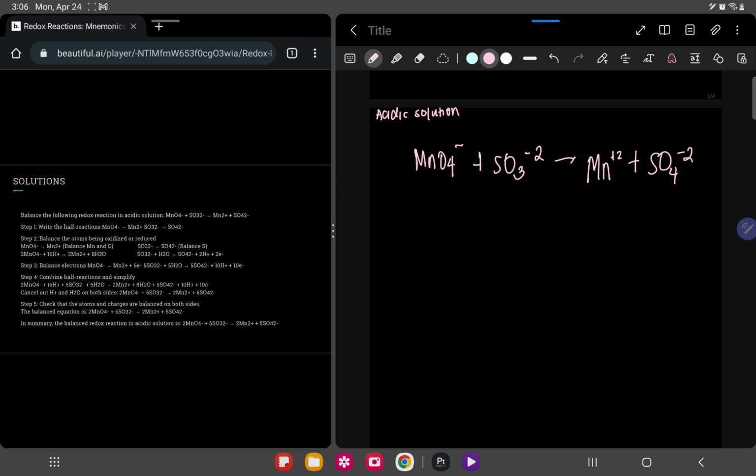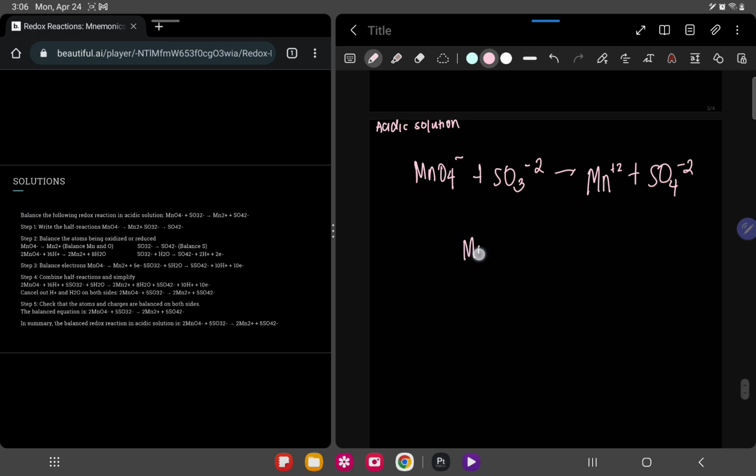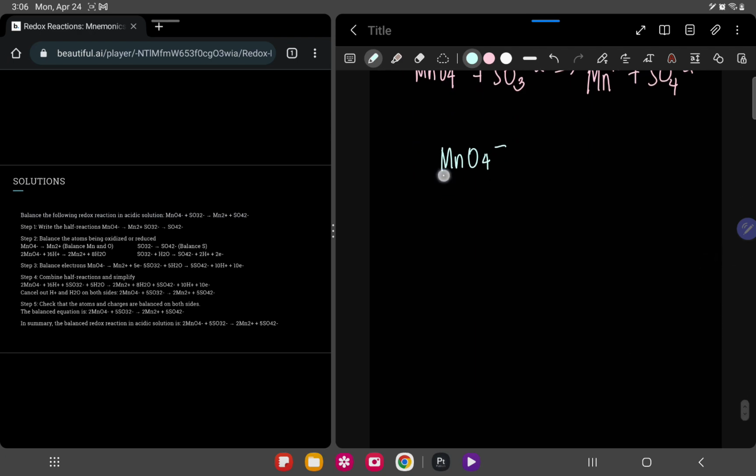Okay, so in balancing in an acidic solution, the first thing you have to do is compute the oxidation state of all atoms found in this equation. For permanganate, that is MnO4. As we have discussed before in our oxidation states, to compute for the value of manganese, we know that oxygen is always negative 2, unless it is combined with hydrogen in the case of hydrogen peroxide only. But in this case, oxygen is always negative 2.